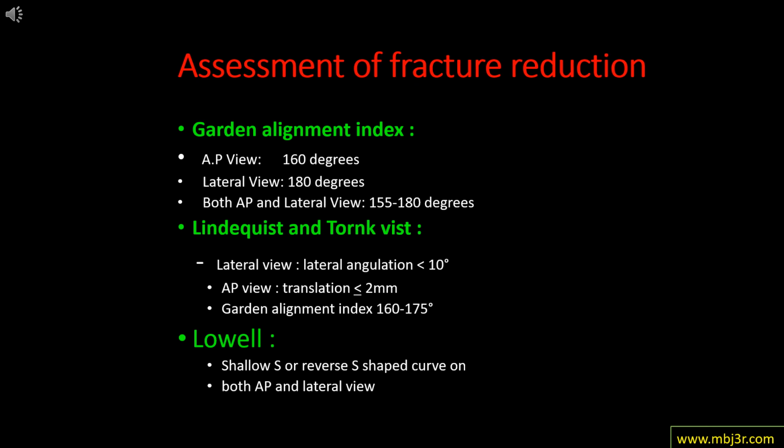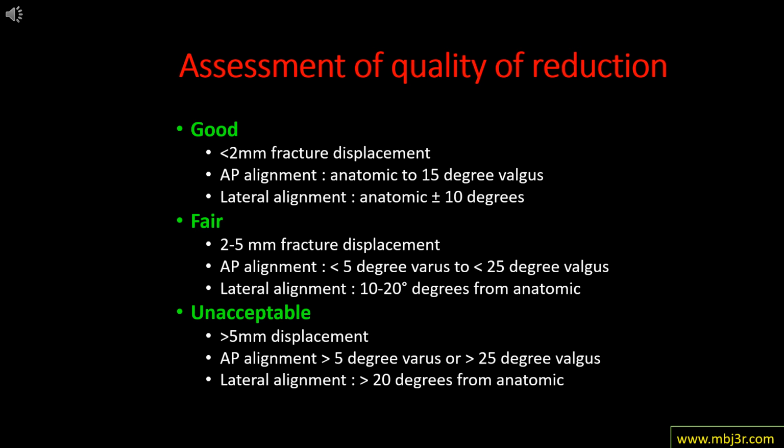For assessment of reduction of a fracture, there are different indexes. The Garden alignment index in the AP view should be 160 degrees, in the lateral view 180 degrees, and in both AP and lateral views 155 to 180 degrees. Assessment of quality of reduction: it is good if the displacement is less than 2 mm, AP alignment anatomic to 15 degrees valgus, lateral alignment anatomic or plus or minus 10 degrees.